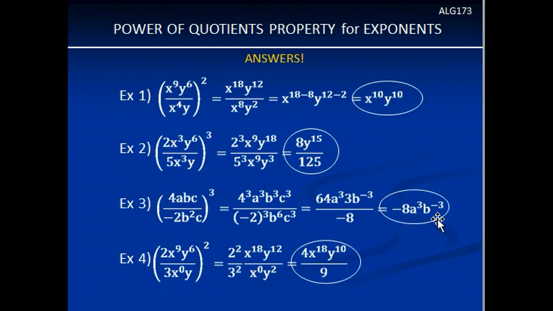Now, typically, we don't want to have negatives in our answer, but in this case, since we haven't talked about negatives quite yet, we are going to go ahead and leave that b to the negative 3. However, if we've already talked about that in class, you know that that b will have to come into the denominator, and your answer will be negative 8a to the 3rd, b to the negative 3.